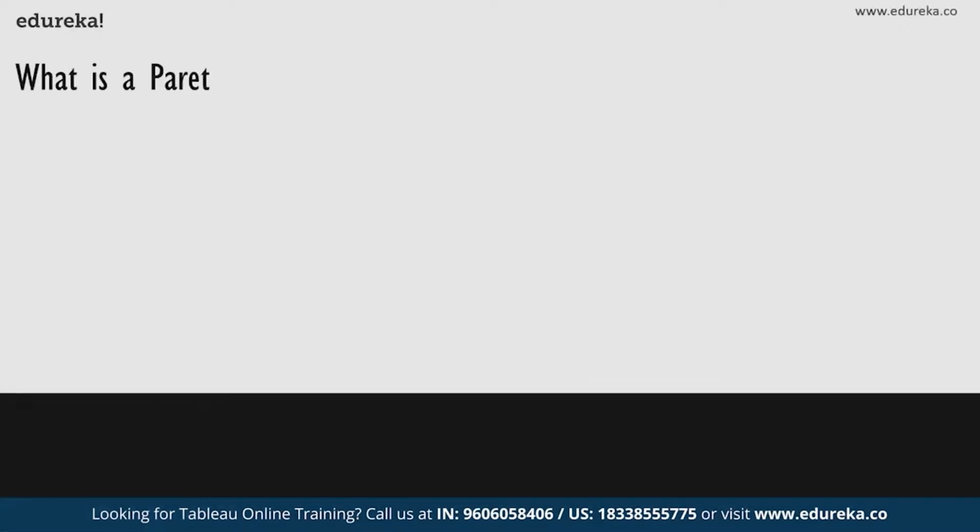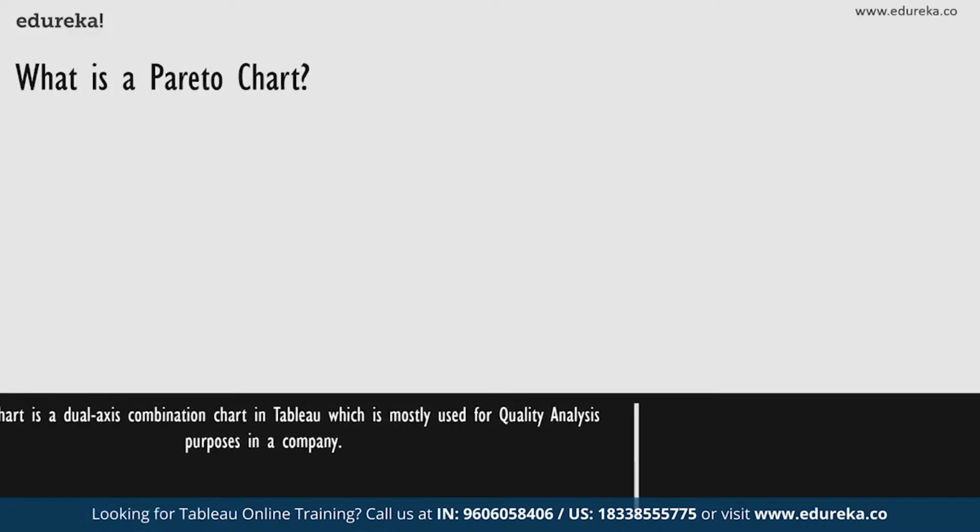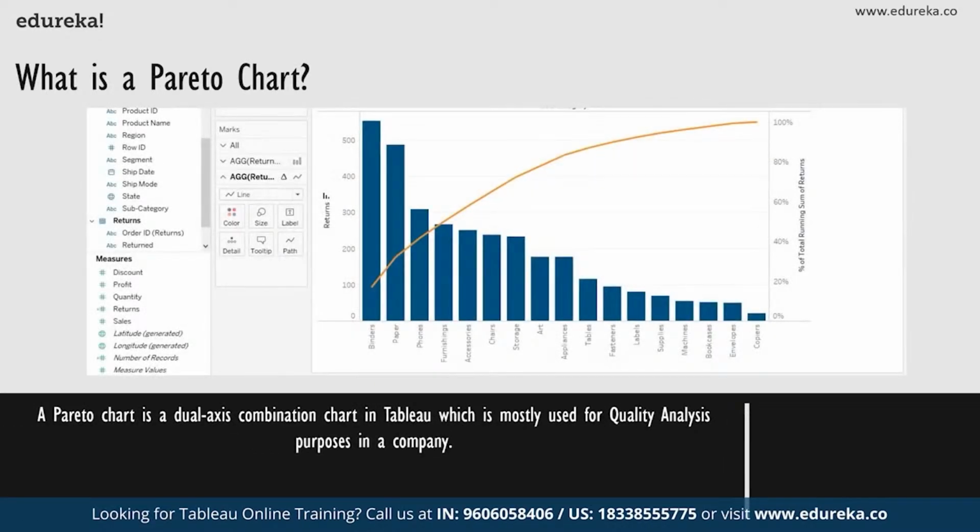So what is a Pareto chart? A Pareto chart is basically a dual axis combination chart in Tableau. On its primary axis, as you can see, bars are used to show basic raw quantities for each dimension, usually sorted in a descending order. On a secondary axis, a line graph is then used to show the cumulative total in a running percentage format.